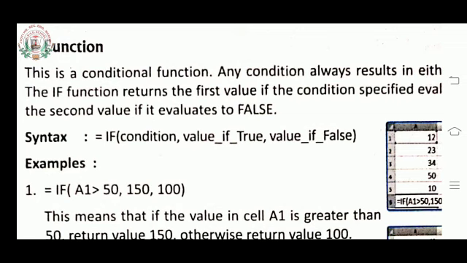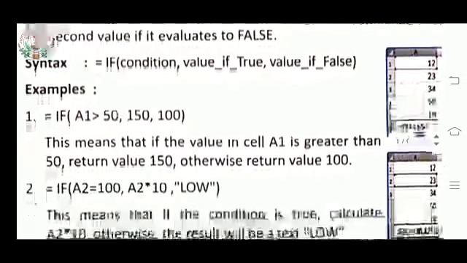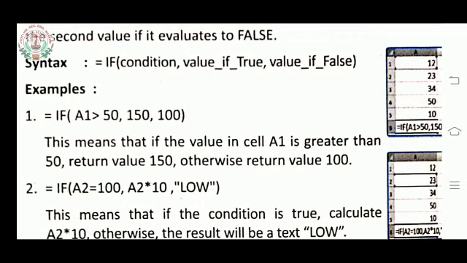One example is given here: equal to if A1. Now what is this A1? A1 is the cell address. If A1 is greater than 50, comma 150, comma 100. That means whatever value is written in the A1 cell, if the condition is true, suppose the number there is 151 or 160, then 150 has to be printed. And comma 100 means if it is false, if it is not greater than 50, then 100 has to be printed there.